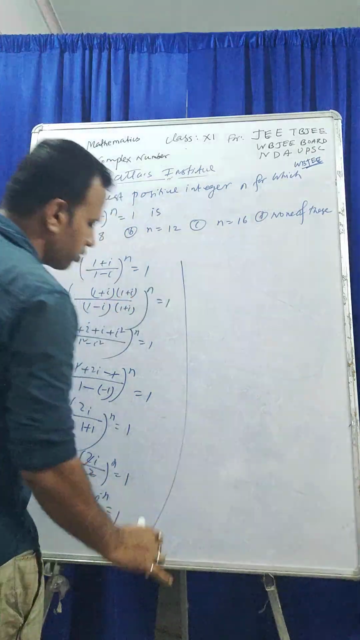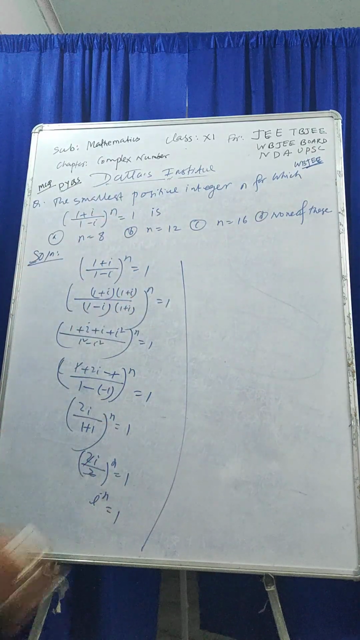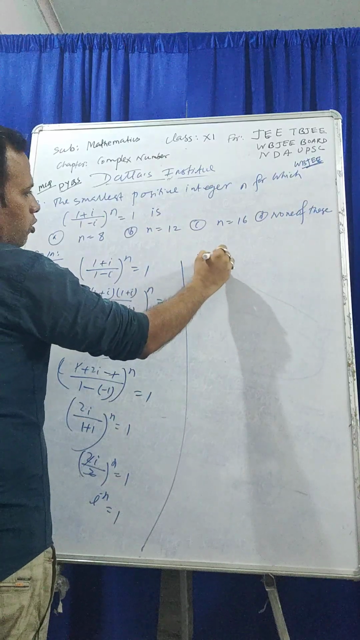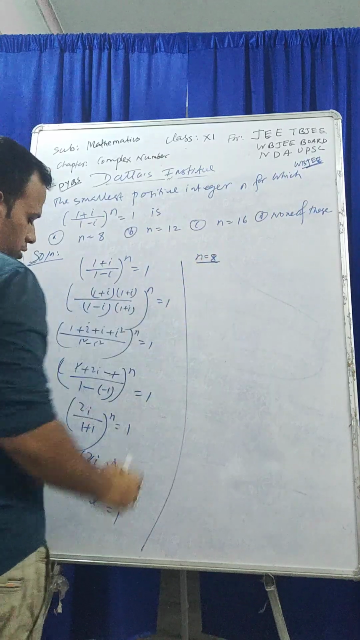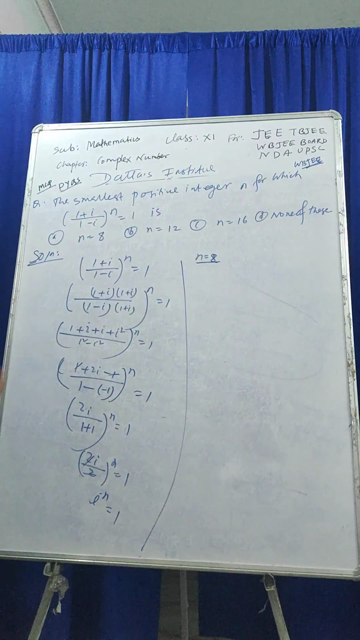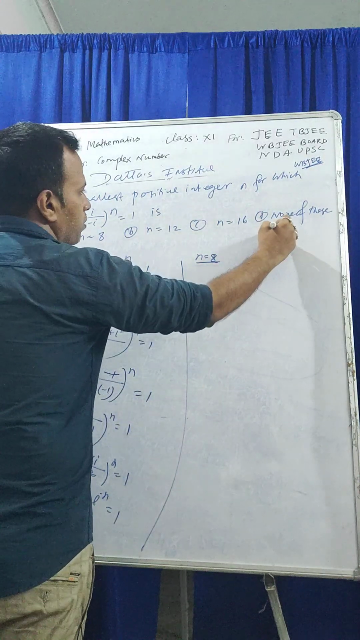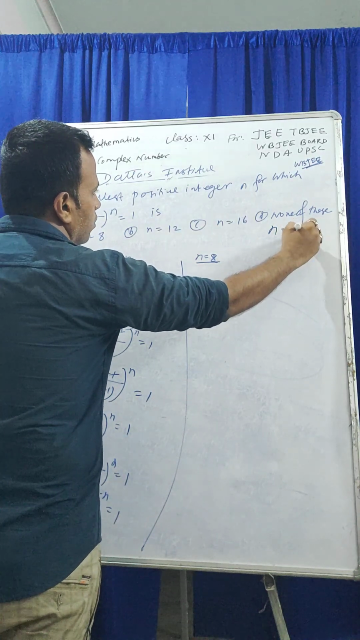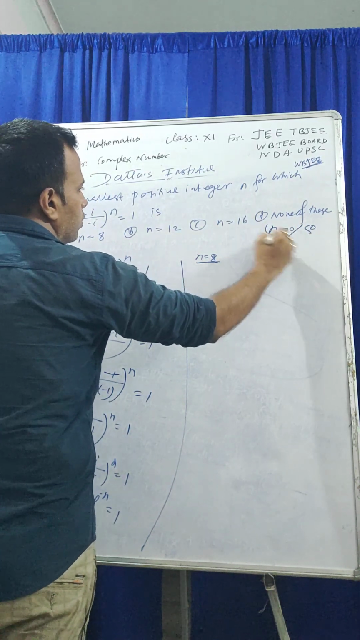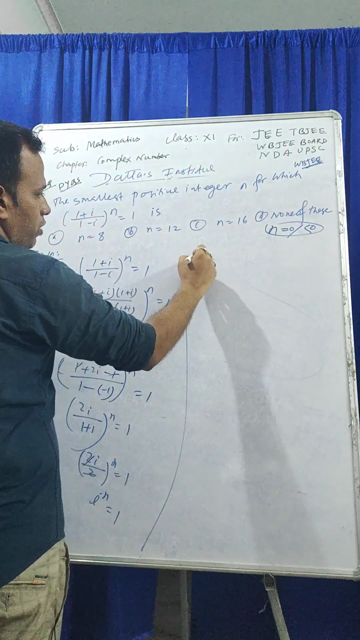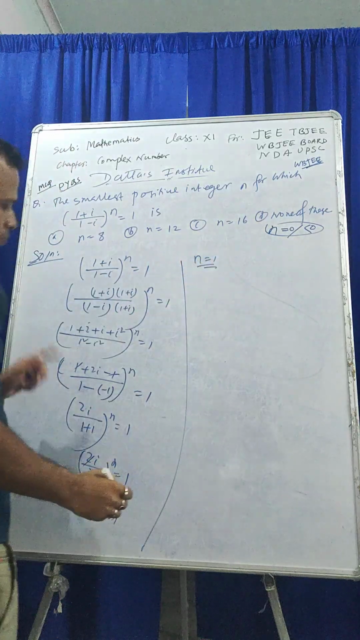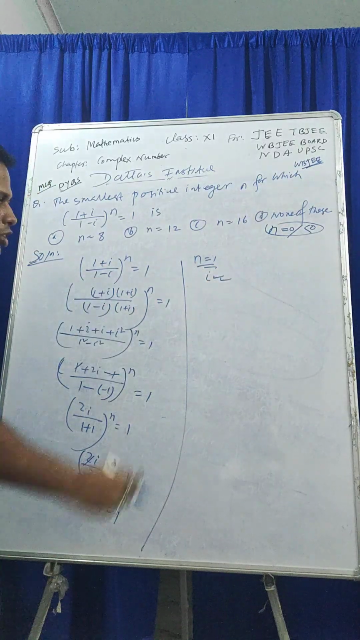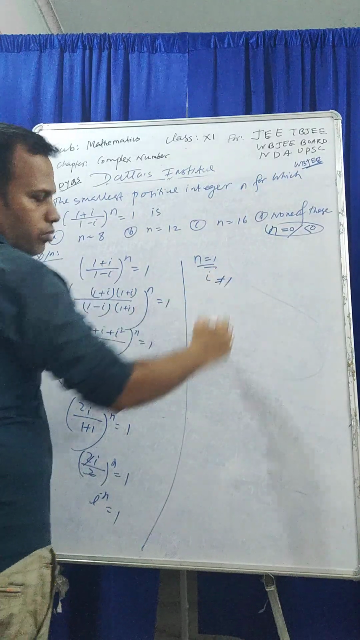Now you check here, put the value n is equal to 1, n is equal to 8. If you put n is equal to 8, so what is the smallest positive integer? For the smallest positive integer, n can never be 0 or negative. So first put n is equal to 1. If I put n is equal to 1 here, then it will be i, is it not? So i is not equal to plus 1, right?